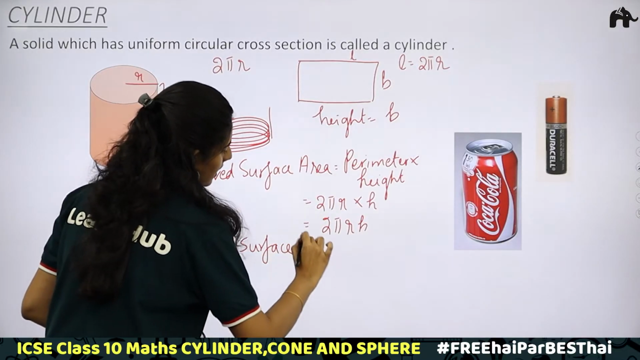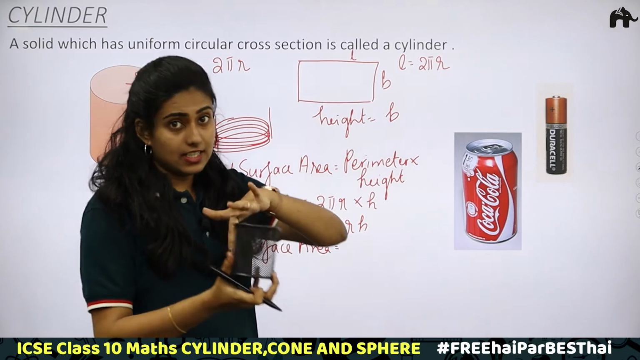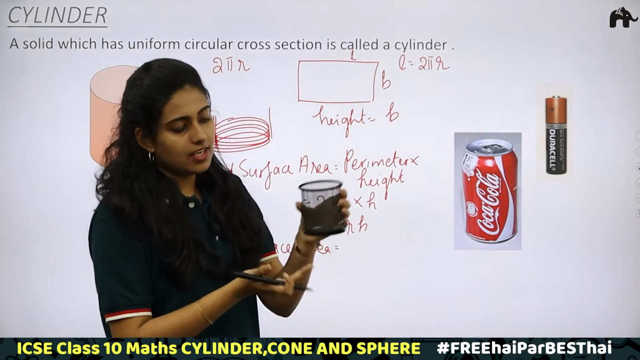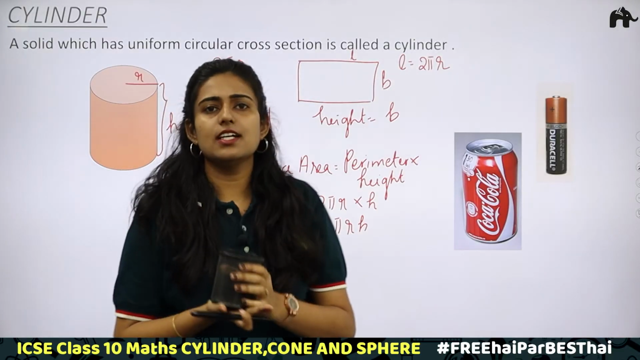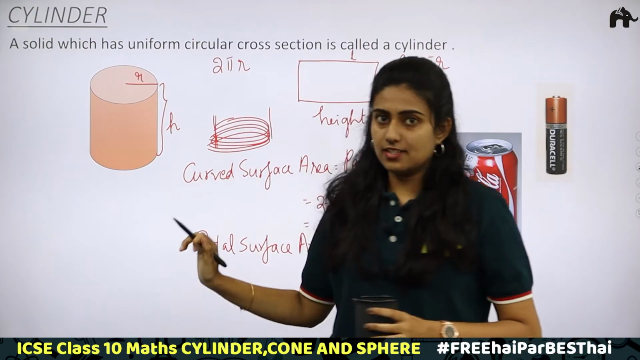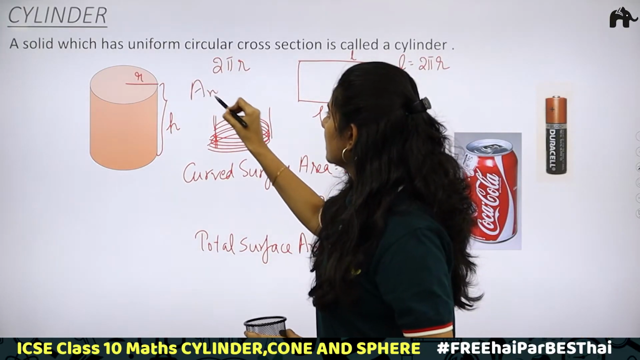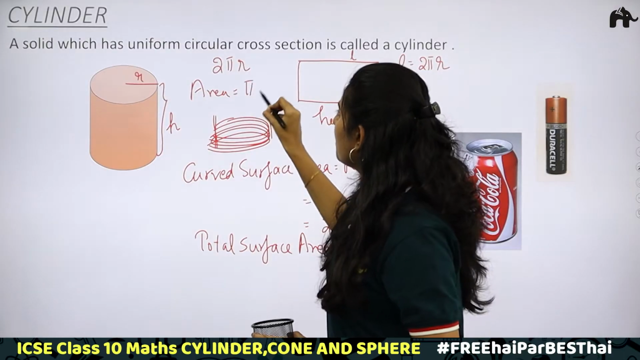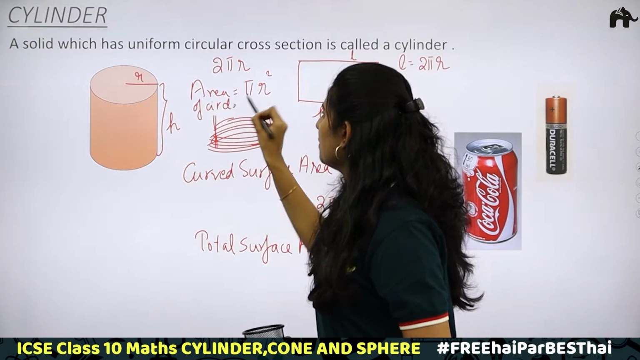Total surface area. Okay. We got the curved surface area. Now, we have a bottom and a top. What is the area of bottom and top? Bottom and top are circles. How to find the area of a circle? Area of circle is pi r square.